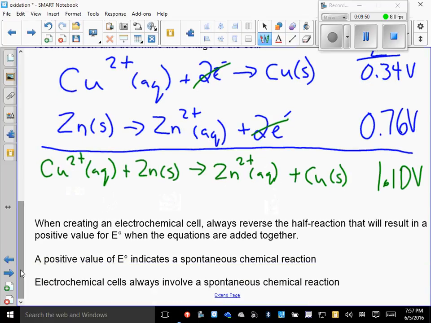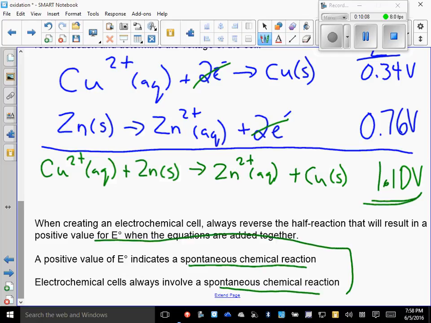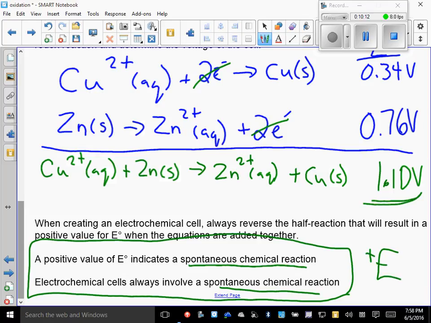When creating an electrochemical cell, always reverse the half reaction that results in a positive value of E when they're added together. So we should always get a positive here. A positive value indicates spontaneous. They always have spontaneous. So we should always get a positive E. So if you do all your work and you get a negative value here, something went wrong. It is not an electrochemical cell.